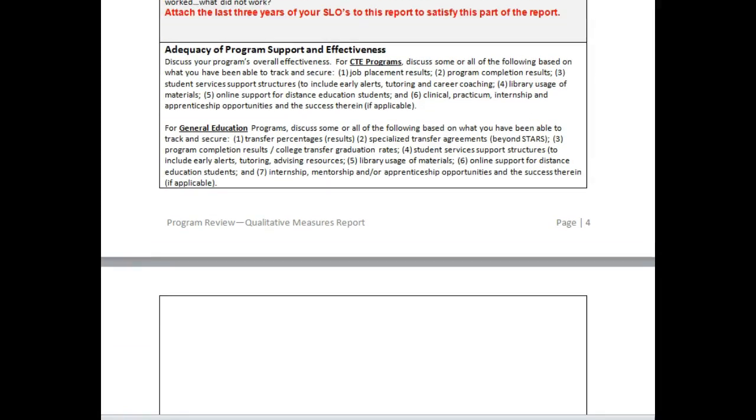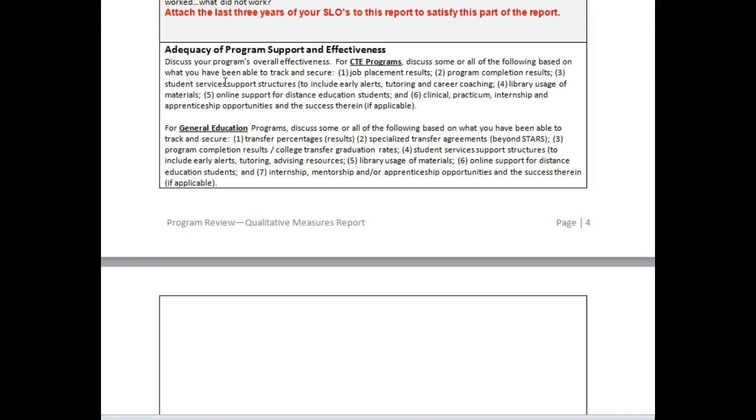Adequacy of program support and effectiveness. Again, do the little trick that I showed you earlier. Notice this is broken down. For CTE, you follow up here. For Gen Ed, you follow down here. Now here you're talking about overall effectiveness of your program. This is typically the largest part of the program review where you're going to spend a lot of your time.